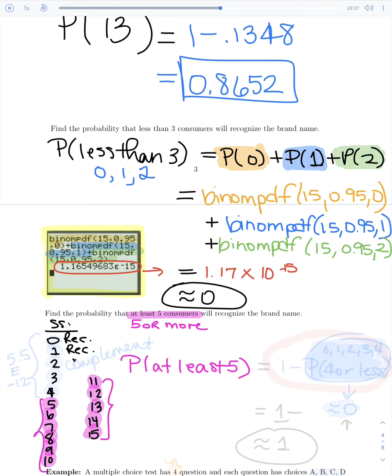So, to find the probability of at least 5, which is the 5 or more, instead of adding up all of these probabilities and possibly making a mistake, remember I can use complements. What I can do is add up everything but that, which is the 0, 1, 2, 3, and 4. Add up those and then take the complement. I can do 1 minus this. Take its complement. So we'll do 1 minus the probability for 4 or less.